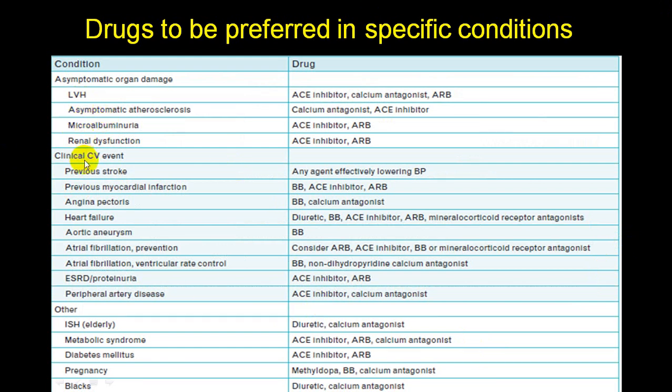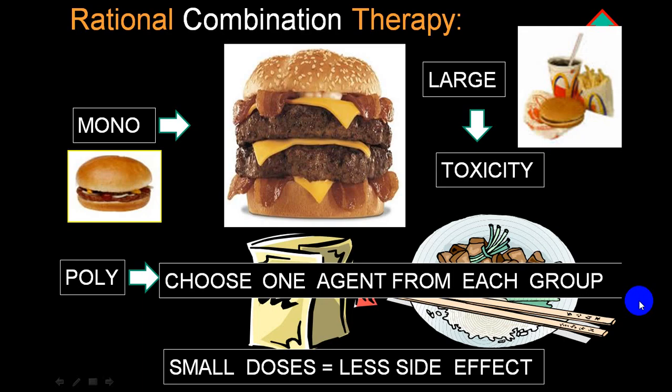LVH, microalbuminuria, cerebrovascular strokes, heart failure, angina, aortic aneurysm, atrial fibrillation, flutter, end-stage renal disease, peripheral arterial disease, isolated systolic hypertension, metabolic syndrome, diabetes, pregnancy, blocks, etc. So these are all those conditions. These are the drugs of choice, which you can go through at your leisure time.